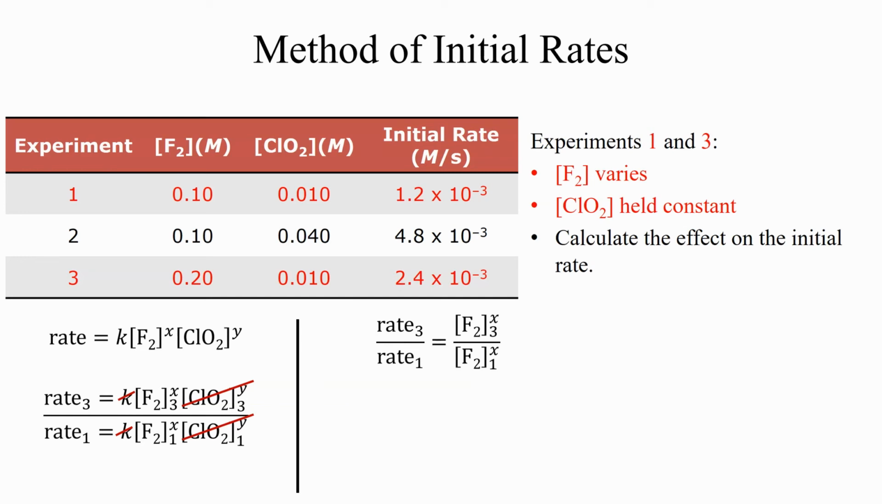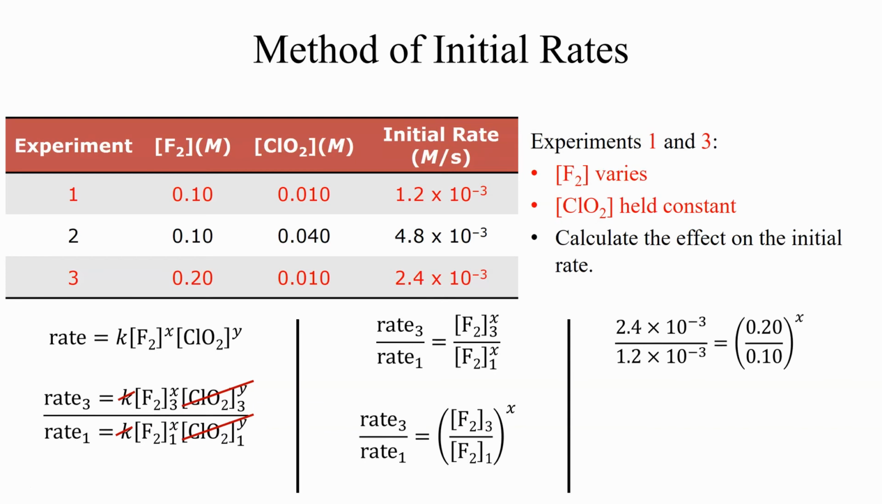Now we know what the initial rates of these reactions were, and we also know what the concentrations were for fluorine for those two reactions. We rewrite this, we put the exponent x outside, and then we plug in our information. Now we need to solve for that exponent. So when we doubled the concentration, we doubled the rate. And it should look pretty obvious that x is simply 1.